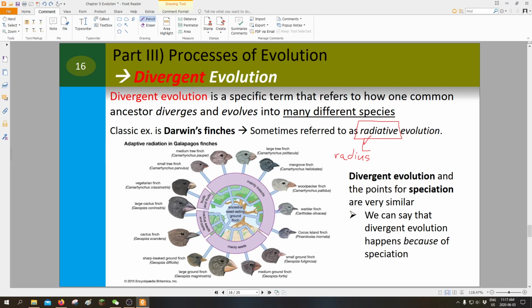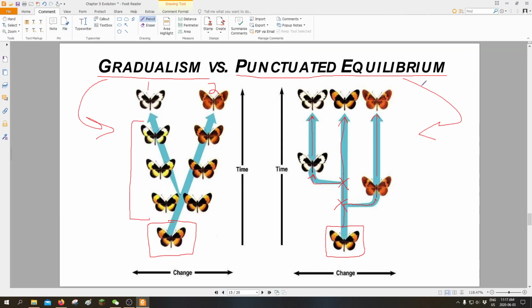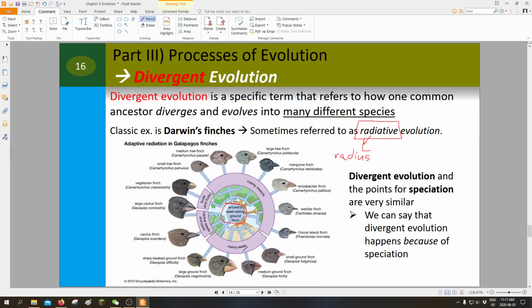Okay. So, this one common ancestor became all these different species by diverging in its evolution. Divergent evolution and the points for speciation are actually very similar, and we can even say that divergent evolution happens because of speciation, maybe even perhaps allopatric speciation. Whether or not divergent evolution was gradualism or punctuated, it really depends on which line of thought you prefer, or the situation for these Galapagos finches.